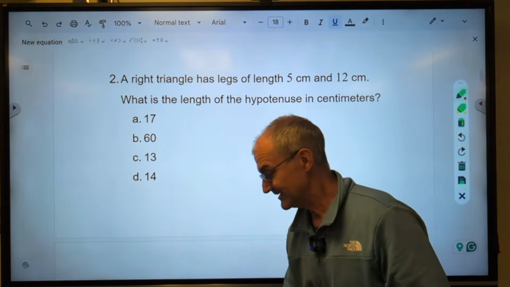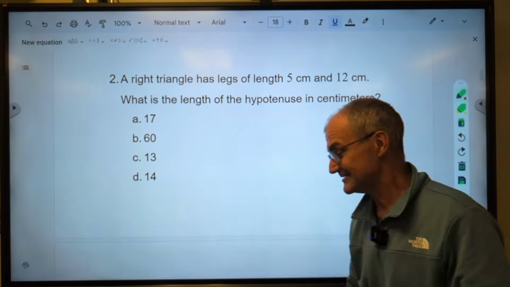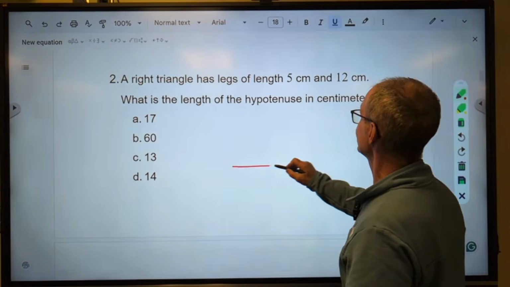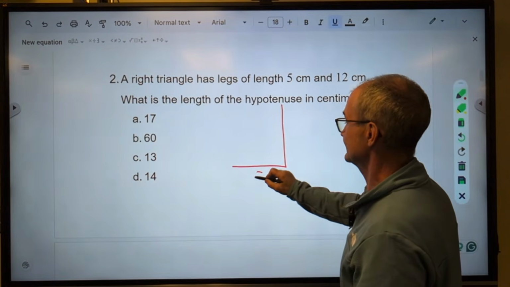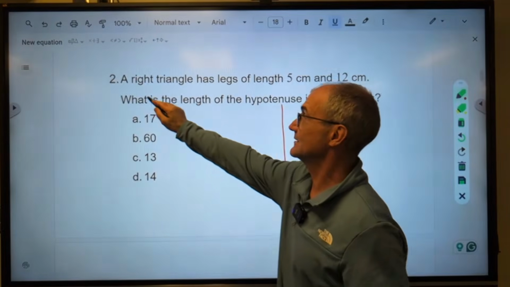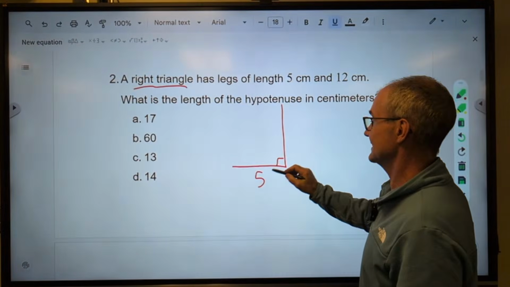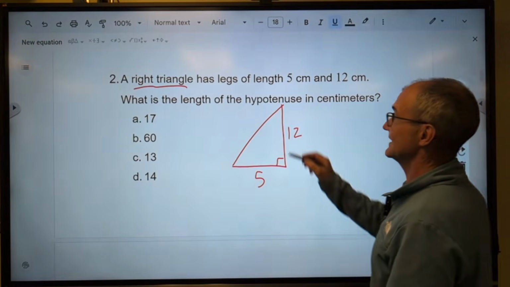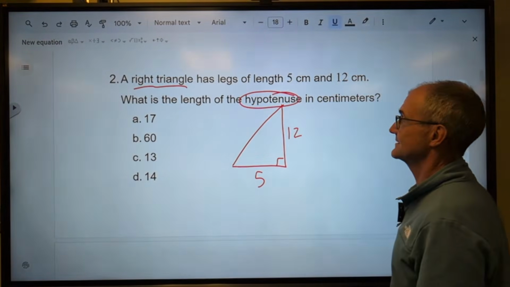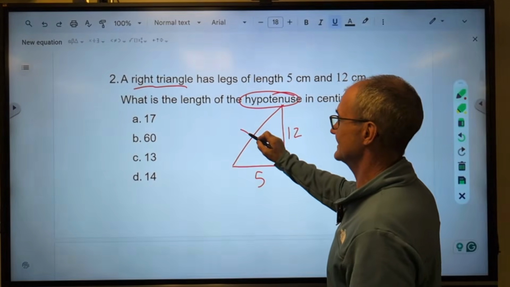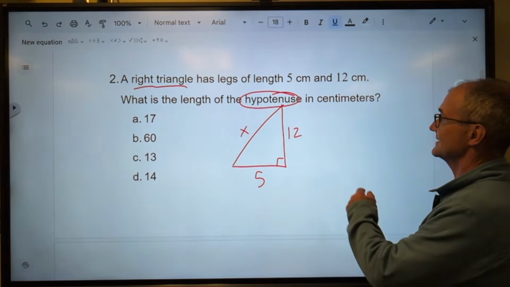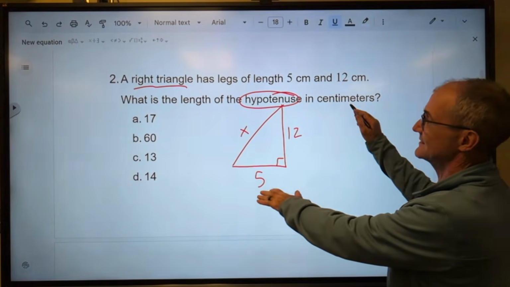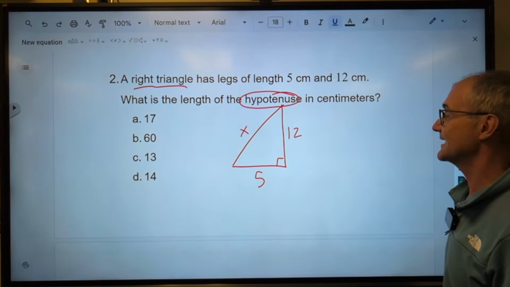See some answers up there. All right, good to see everybody's doing this problem. Convert: the right triangle has legs of 5 and 12. So there's a part here, a right triangle has legs of 5 and 12. What is the length of the hypotenuse? So that is this right here. I'm going to call it x in centimeters. So there are some centimeters in here. These are centimeters, centimeters, centimeters. I'm not even going to have to worry about that.